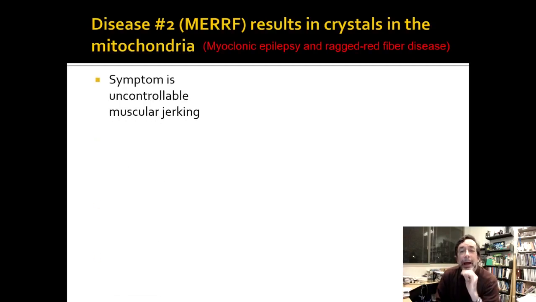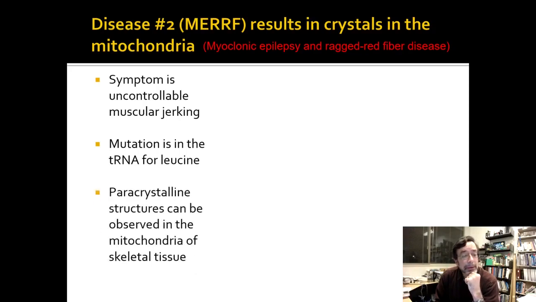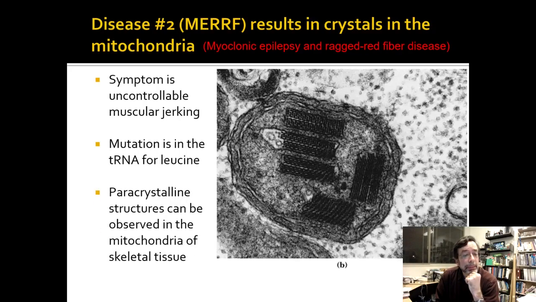But you see that it has to do with nerves as well if it's epilepsy. The symptom is in the muscles. It shows up as a sort of spasm. And the mutation is in the tRNA for leucine. I think that it said lysine on the other one. I'm not going to test you on whether it's leucine or lysine, but the important thing is that it's in a tRNA. And what you get is paracrystalline structures.